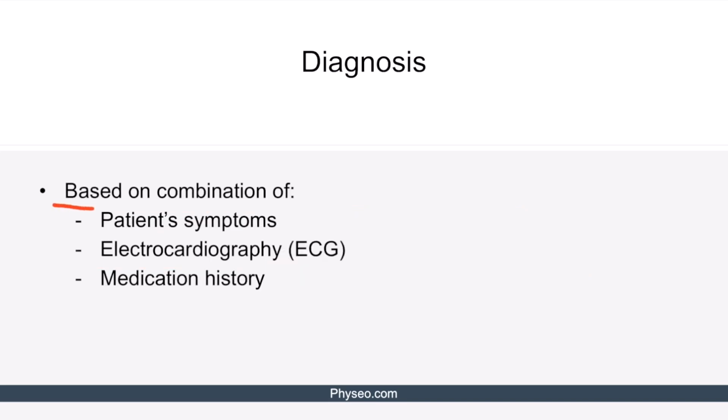Diagnosis of the AV blocks is based on the combination of patient symptoms and electrocardiography findings. We will talk about specific ECG findings characteristic of AV blocks in the next few slides. We should also inquire about the medication history to check if the patient is taking AV nodal blocking agents like beta blockers or non-dihydropyridine calcium channel blockers.